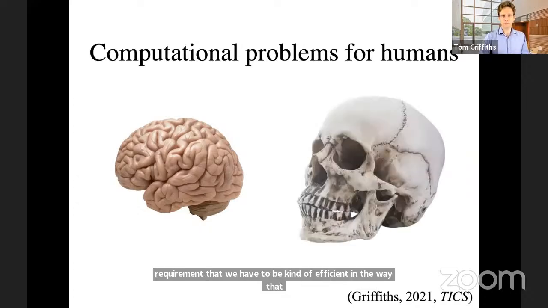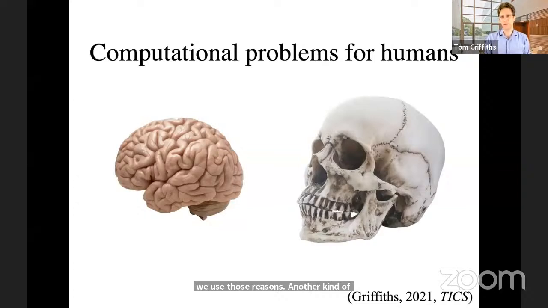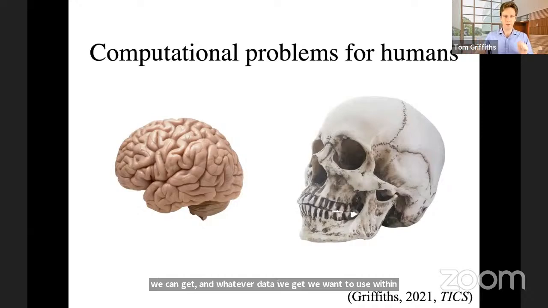Another kind of constraint comes from the fact that we have a finite amount of time in which to use the data that we acquire. We're limited in the amount of data that we can get, and whatever data we get, we want to use within a finite horizon corresponding to our life, which again places a limit on what amounts of data we're able to use whenever we're trying to learn how to solve some new problem.